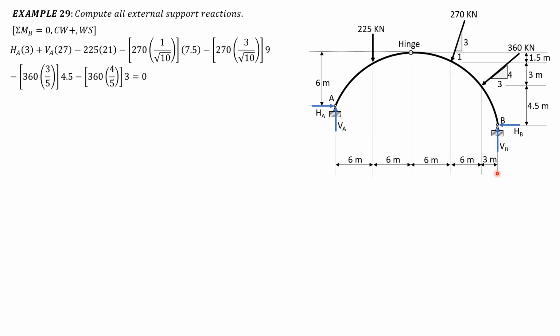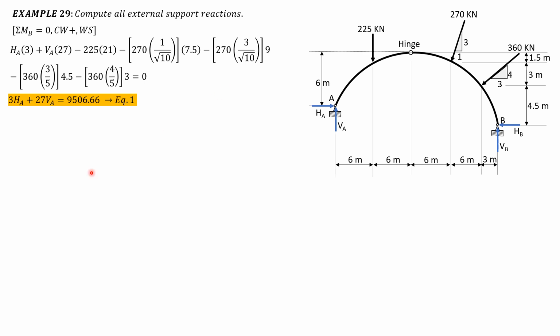The moment arm is 9. Then the horizontal component of 360 is minus 360 times 3 over 5 times 4.5. Then minus 360 vertical component, times 4 over 5 times 3, equals 0. So simplifying, 3HA plus 27V sub A is equal to 9506.66 kilonewton meter. Let's call that equation 1.